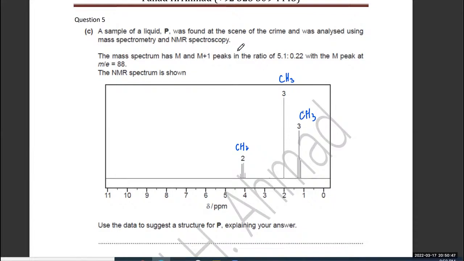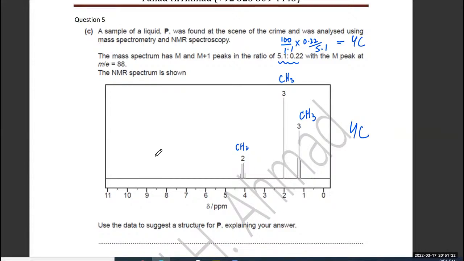So the M+1 peak is given. Can you tell me the number of carbon atoms, if the M+1 is 5.1? It's 100 over 1.1 into 0.22 divided by 5.1, right? So what do we get for this? 4. So we get 4 carbon atoms, right? So this one has 4 carbon atoms. And they've told us the M peak, it's 88.